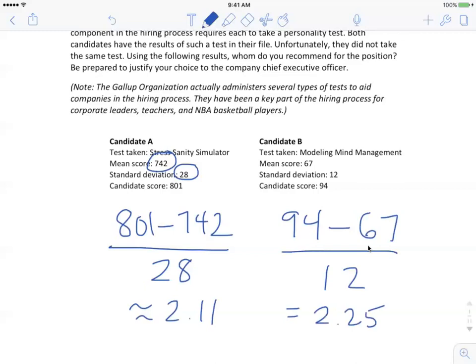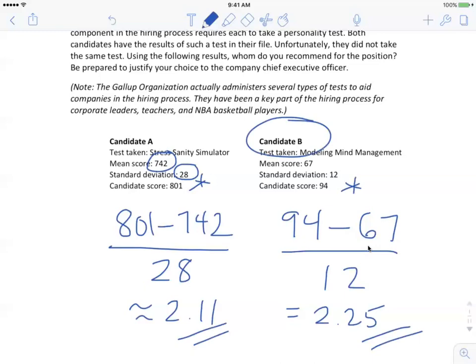Now I have something I can compare. I couldn't really compare their scores in the raw form, right? Because they were just based off of different tests with different means. So it didn't make much sense to compare those scores. But now I have normalized it, and now I have something I can compare. So candidate A was 2.11 standard deviations above the mean, while candidate B was a little bit more above, 2.25. So we would take candidate B as having a better relative score relative to those that had taken that test.